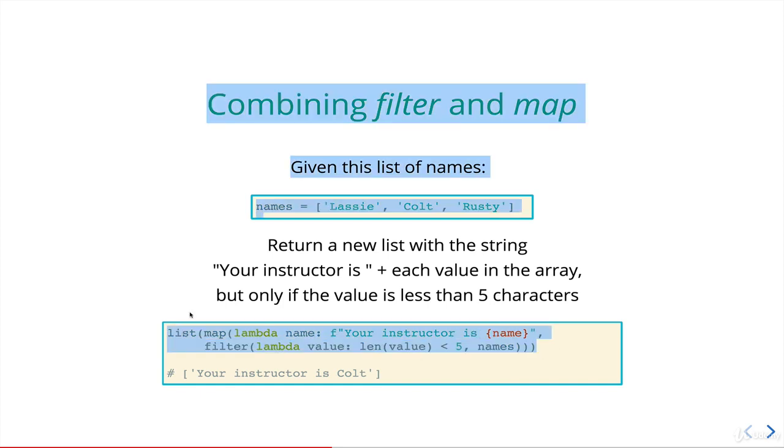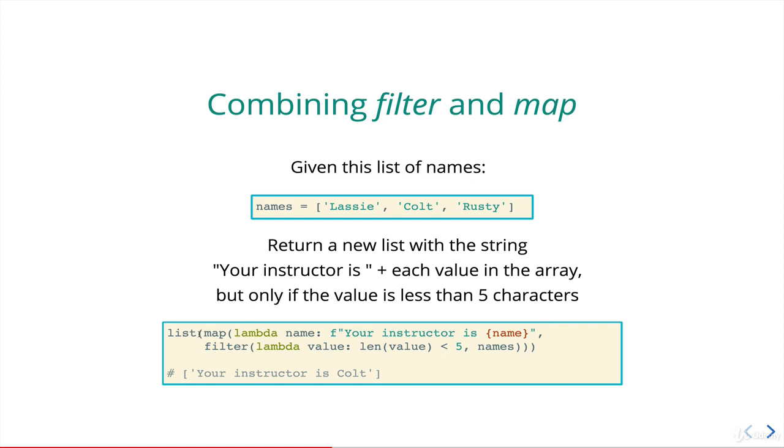It's kind of intense to look at, but what we're doing is we're running map, where map is going to take each name and return the F string, your instructor is name, but what collection is it running it on? Well, that itself is a filter on names. So this is going to run first, and it's going to make a list where we only have the names who are shorter than 5 characters. So that's only a list containing Colt. And then we're going to run this map where we make a new list where we map your instructor is, and that's how we get your instructor is Colt. I know it's kind of intense.